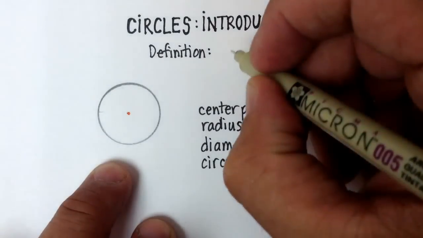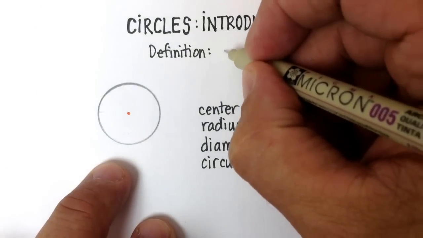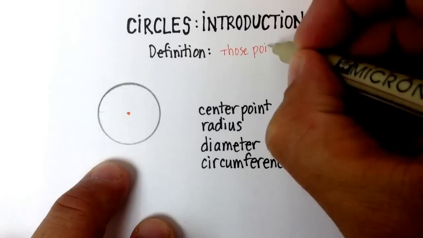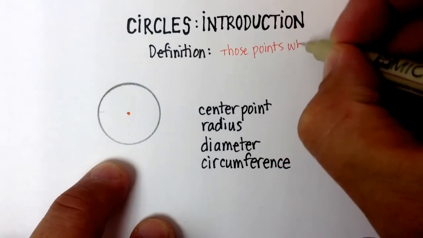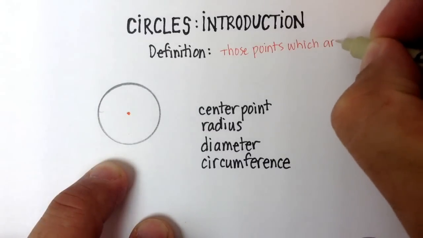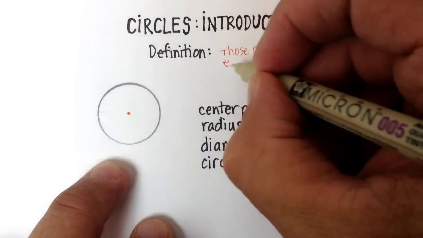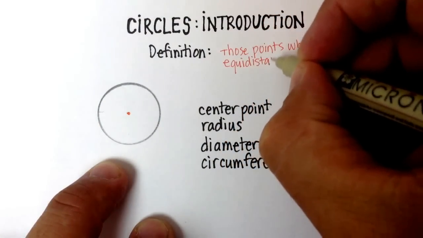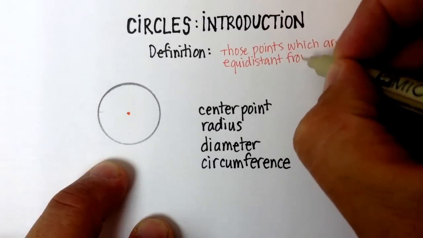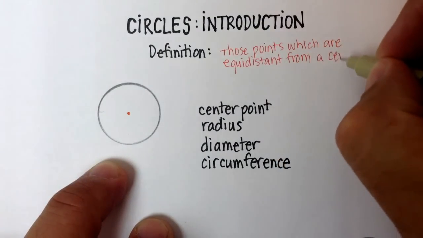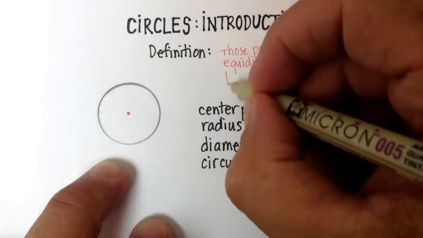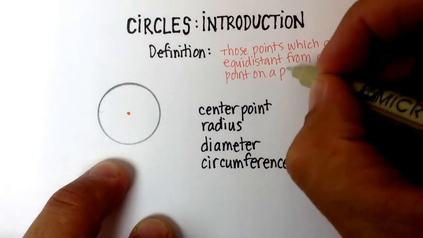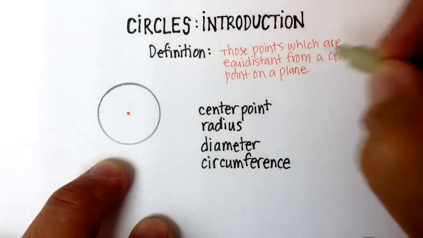So a circle is those points which are equidistant, which means equal distance, from a center point on a plane. Let me write this all in here. Now let's unpack this definition just a little bit.